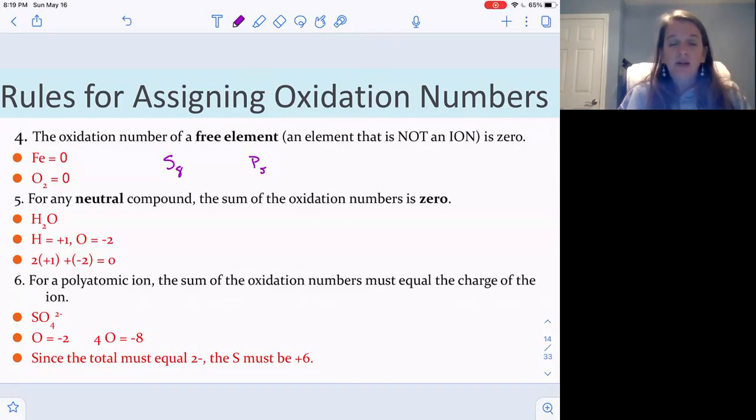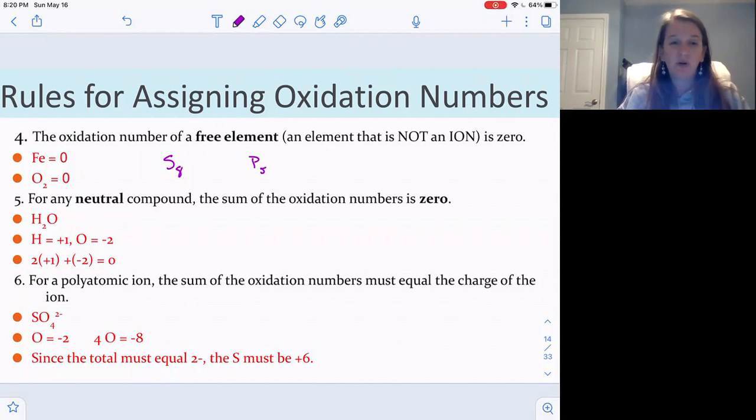When you have a neutral compound, the sum of the oxidation numbers is 0, and that's going to be helpful if we're dealing with something that has a polyatomic ion in there and there's something sandwiched right in the middle of two other things. If we're looking at a polyatomic ion, the sum of the oxidation numbers is going to equal its charge.